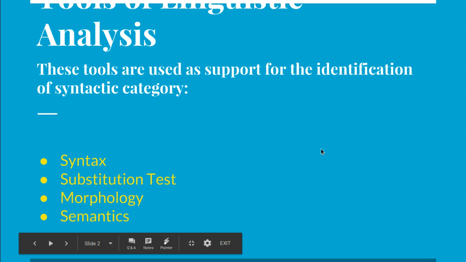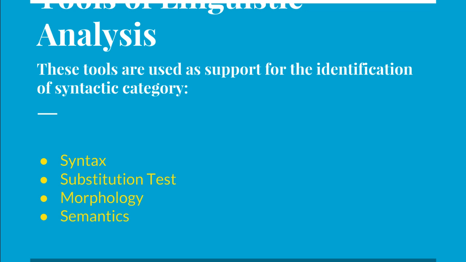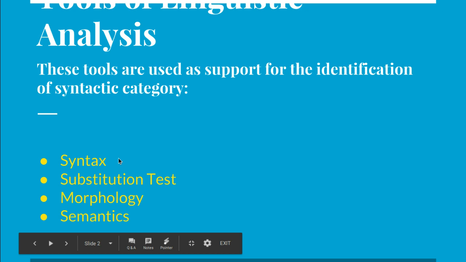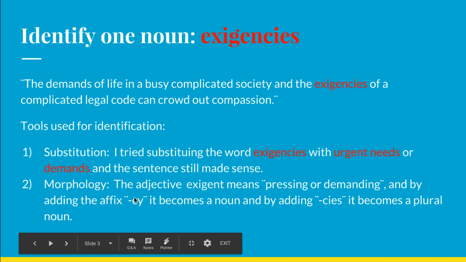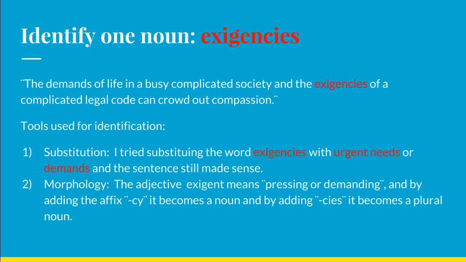First of all, we're going to look at the tools of linguistic analysis. These tools are used as support for the identification of syntactic category. You have to look at syntax. You also want to try doing a substitution test. We want to look at morphology, and we also want to consider semantics when trying to analyze the syntactic category of a word. The first word that we wanted to identify in this assignment was exigencies.